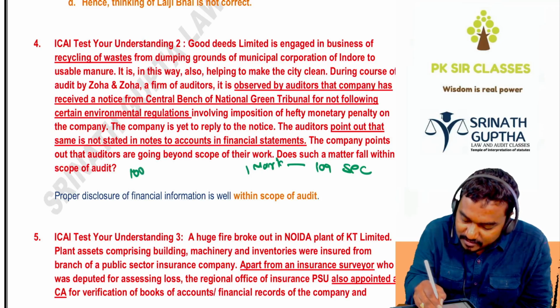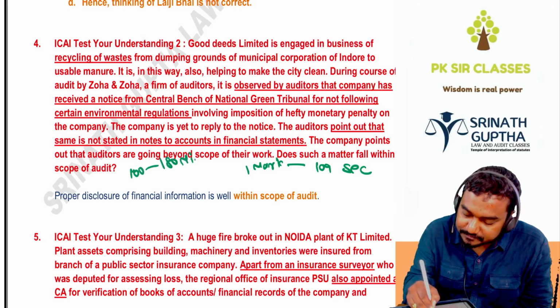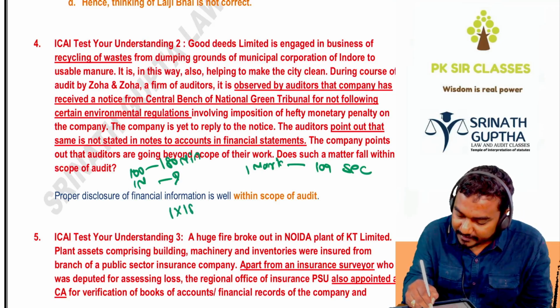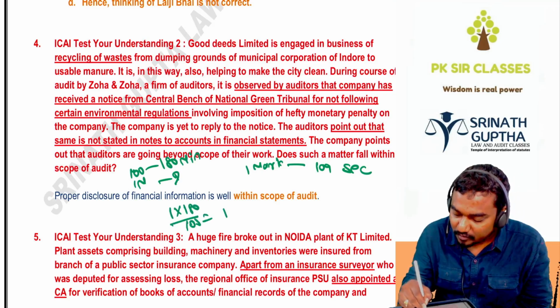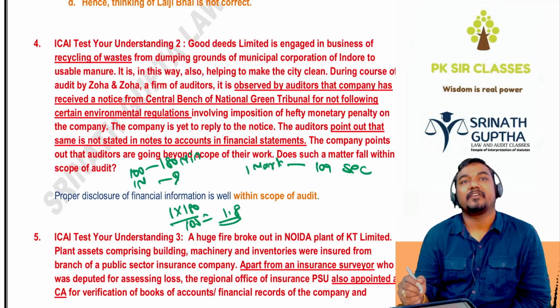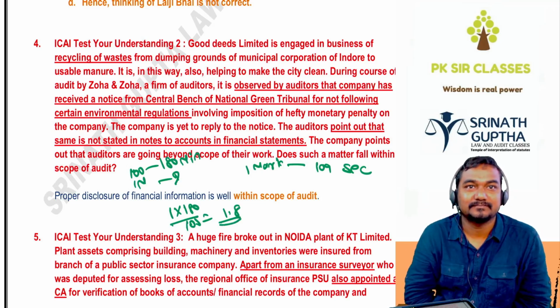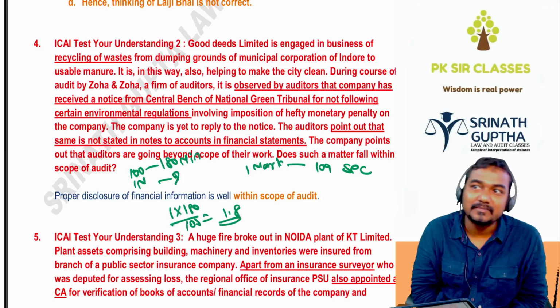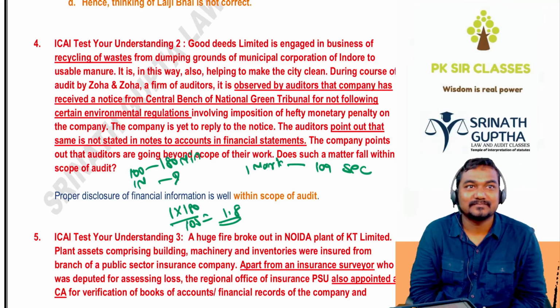For 100 marks, you are having 180 minutes. For 1 mark, how many minutes is there? 1 into 180 divided by 100. That means you are having 1.8 minutes. 1 minute is equal to 60 seconds. 2 minutes is equal to 120 seconds. 108 means around you are having 109 seconds.